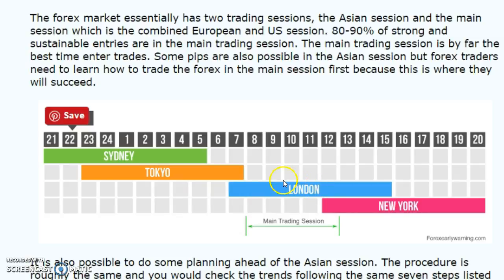That's for 28 pairs. Also, occasionally you can trade in the Asian session if there are some news drivers for the New Zealand dollar, Aussie dollar, yen, etc. in these sessions. And then you can write your trading plans just ahead of the opening of Sydney and Tokyo.